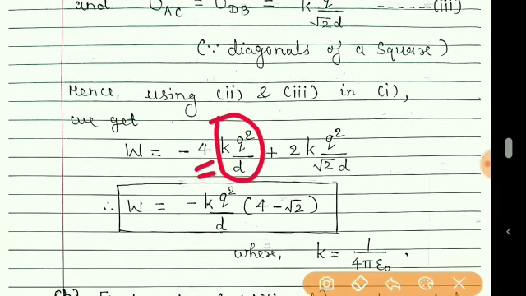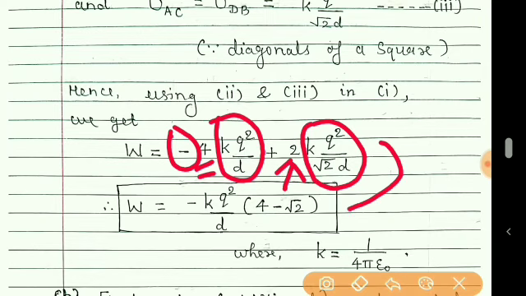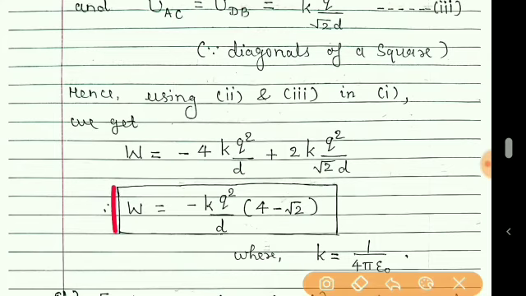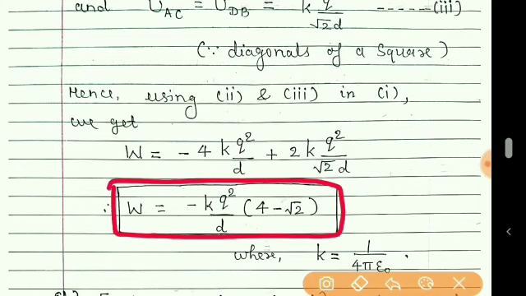because there are 4 pairs related to sides and their sign is negative, so minus is there. For these diagonals, as there are 2 diagonals, there is 2 here, you can easily do it. And finally applying simple mathematics, you will get this result: W is equal to minus KQ square upon D into bracket 4 minus root 2.